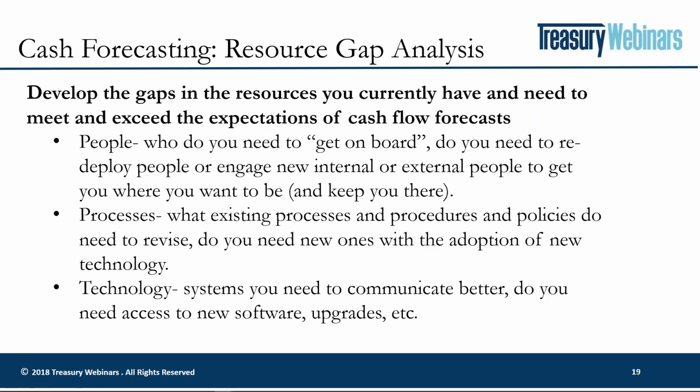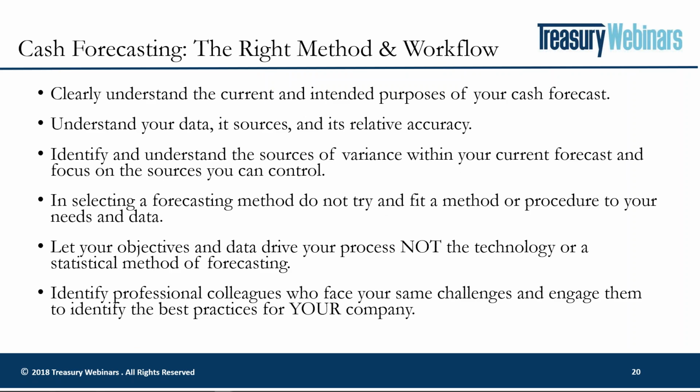So what I like to do is a gap analysis. You look at where you are and where you need to be in terms of people, process, and technology. People: who do you need to get on board? Process: what processes do you need to change? Technology: how do you need to communicate better? Do you need an upgrade, or do you need new software? And then just the right method and workflow. You need to understand the purposes of your forecast, your data, the sources, the accuracy of where it's coming from, understand the sources of the variance, and focus on the sources you can control.